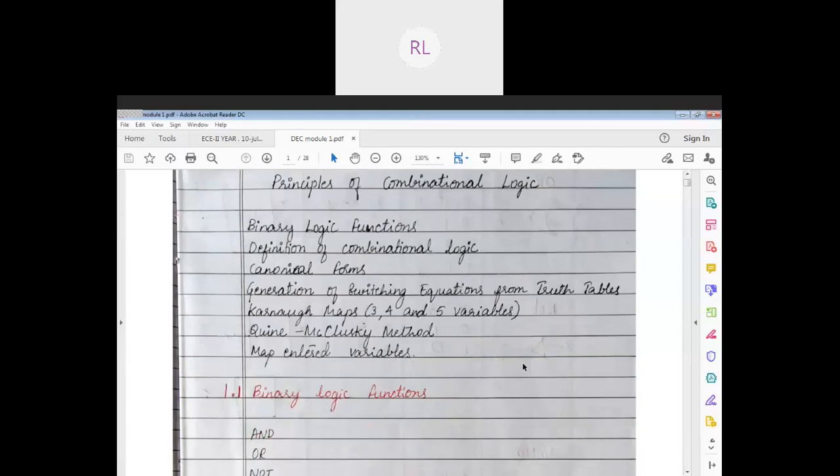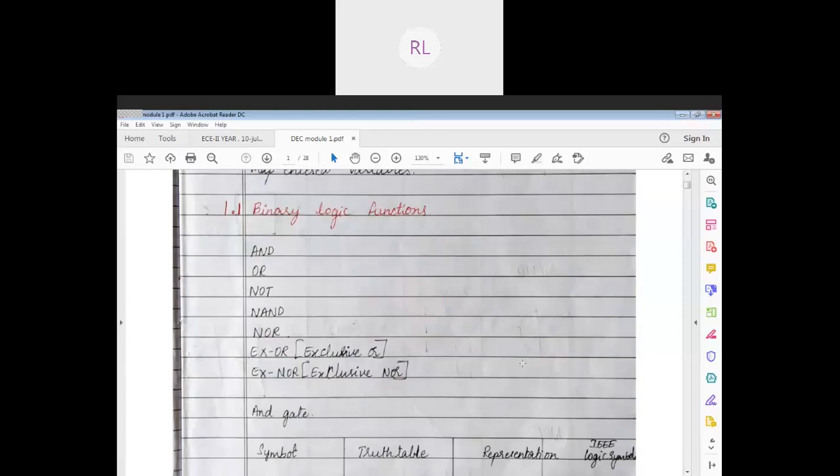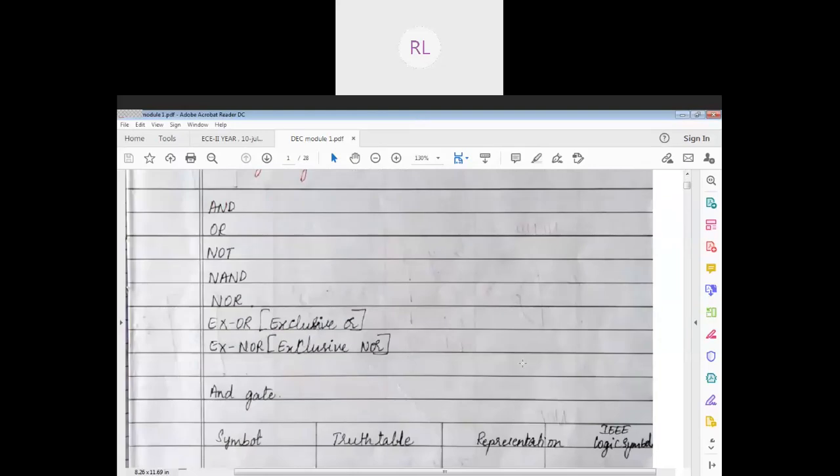And then we will be having map entered variables. So this is our agenda for the class. Starting off with the logic functions. I think you all are very much aware of these basic functions, right? Your AND, OR, NOT, NAND, NOR, exclusive OR, exclusive NOR, right?